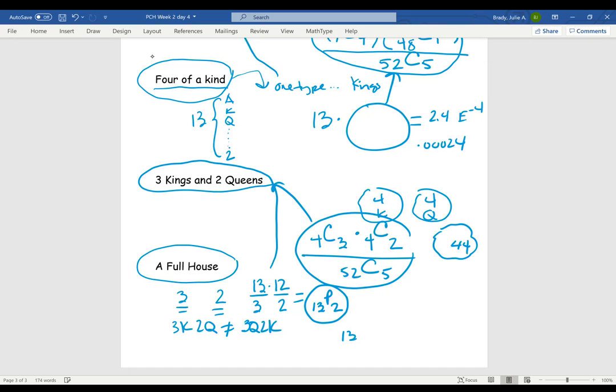So if you do 13 pick 2, that's all the different types of full houses you have. And then times it by this probability, that's of getting a particular full house. When I times it, I got 0.00144.